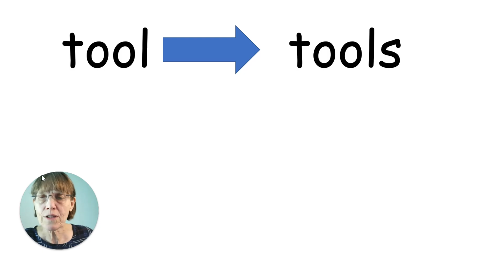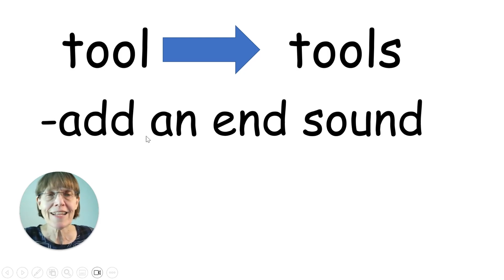So here we start with the word tool. T-oo-l. And in this word, it's pretty obvious that we added a last sound. So we made this word plural. So we have 1 tool, but now we have 3 tools. So we add an S sound.